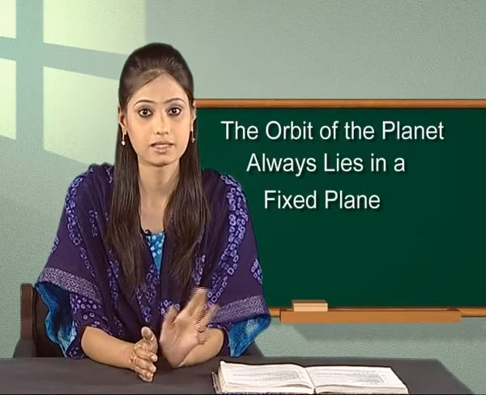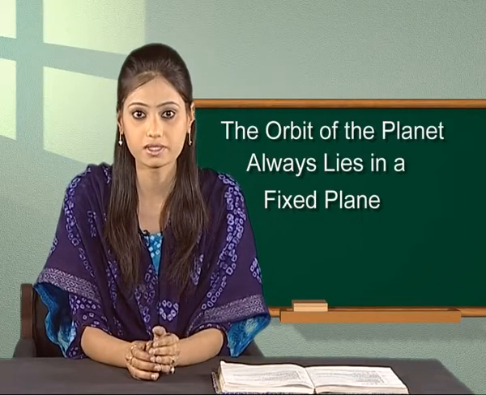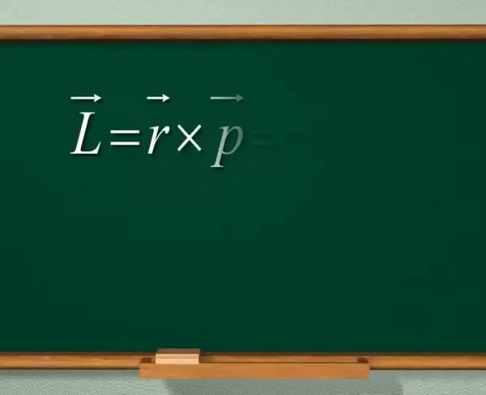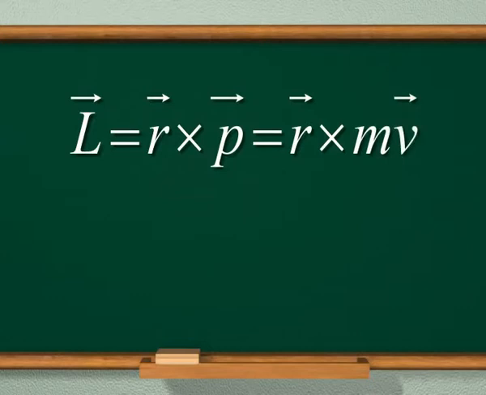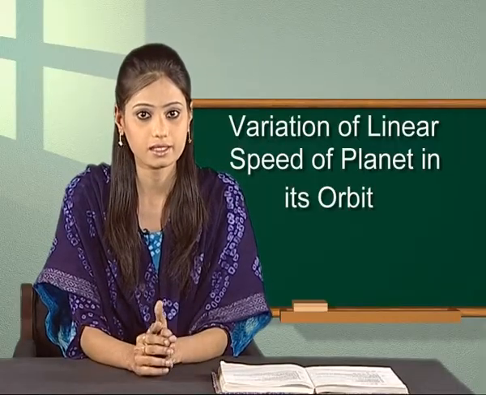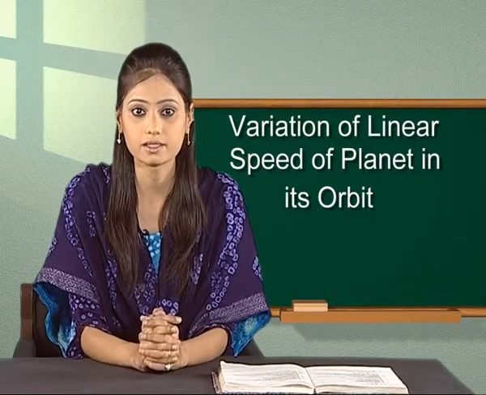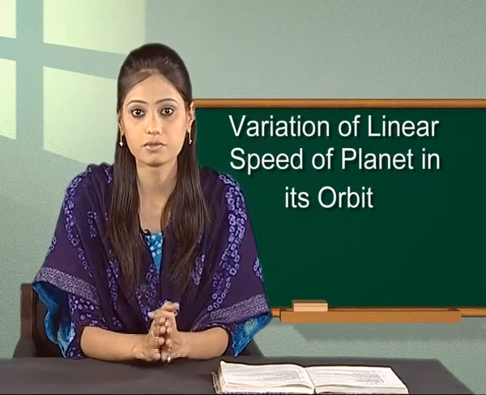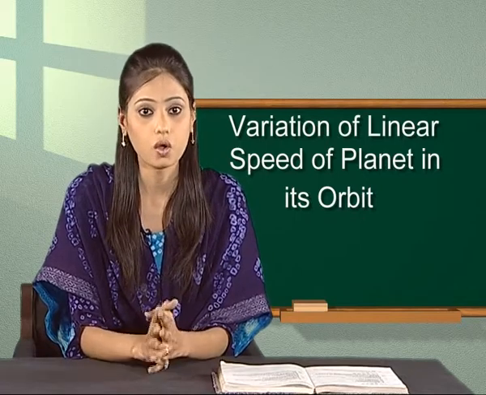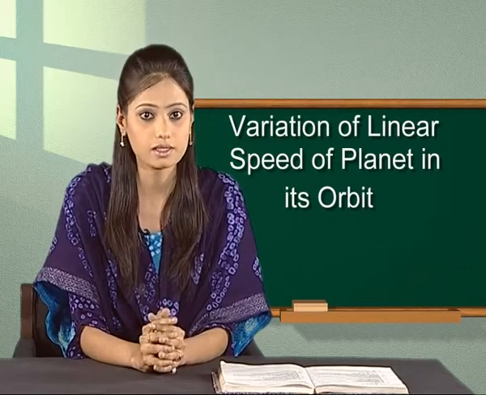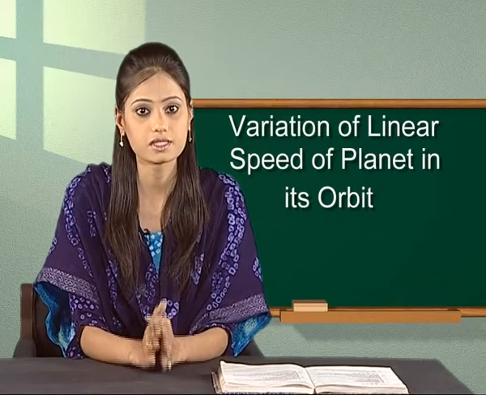You have seen that when a planet moves in its elliptical orbit, its angular momentum vector always remains constant, that is, vector L equals vector r cross vector p, which is equal to vector r cross m times vector v, which is a constant vector. Here, angular momentum vector L is perpendicular to the plane containing vectors r and m times v. Therefore, the direction of angular momentum vector L can remain unchanged only if the plane containing the vectors r and mv remains fixed. In other words, the orbit of the planet remains in a fixed plane.